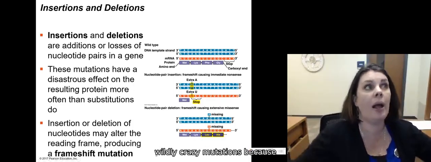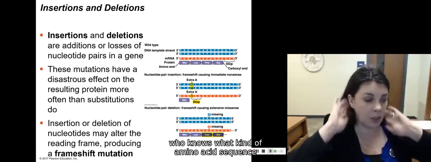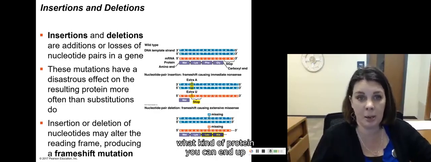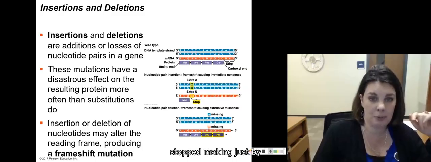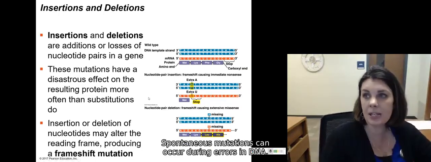So insertions and deletions cause wildly crazy mutations, because who knows what kind of amino acid sequence you're suddenly dealing with, what kind of protein you could end up with, or what kind of protein you could have stopped making just by taking in or putting out something.